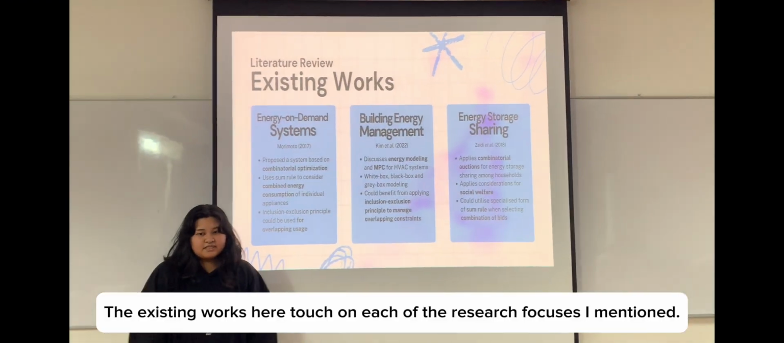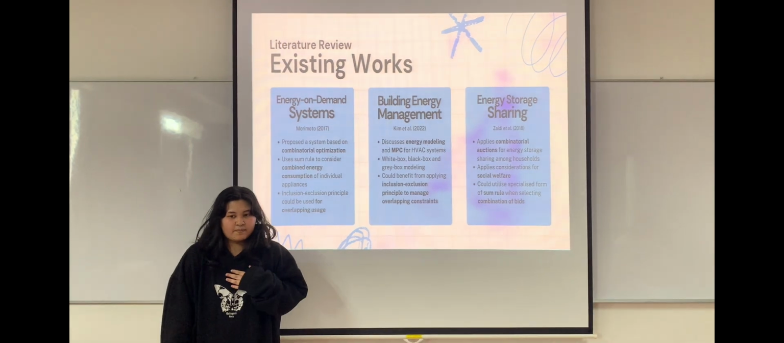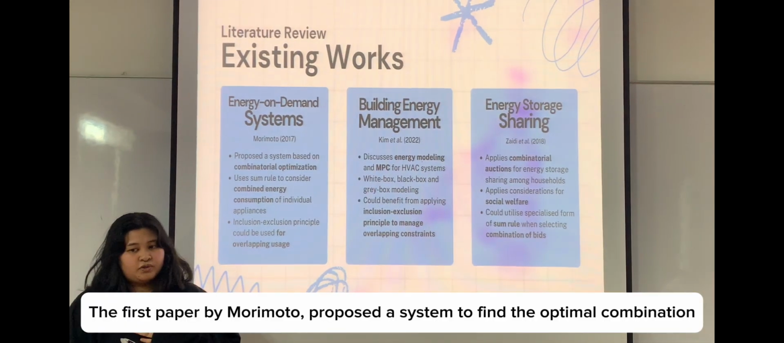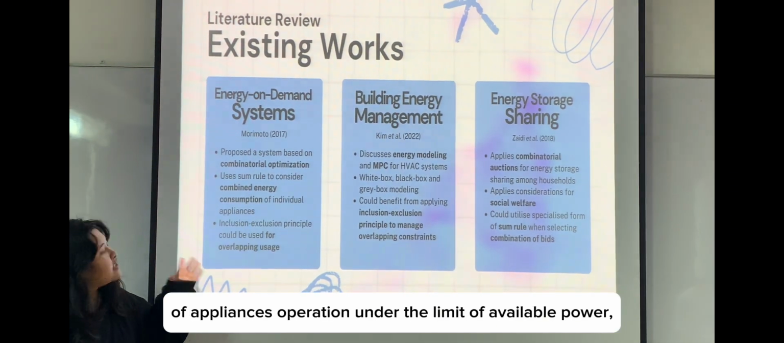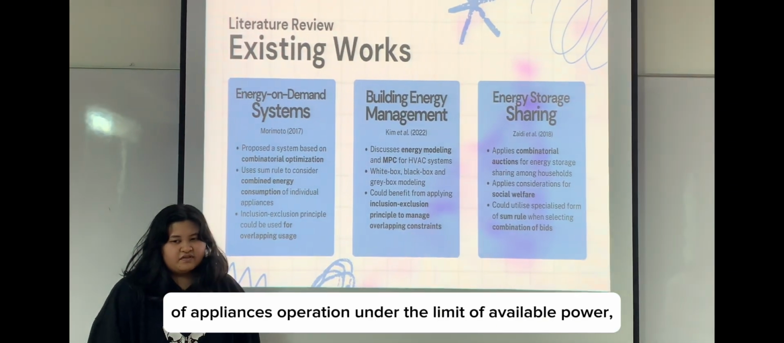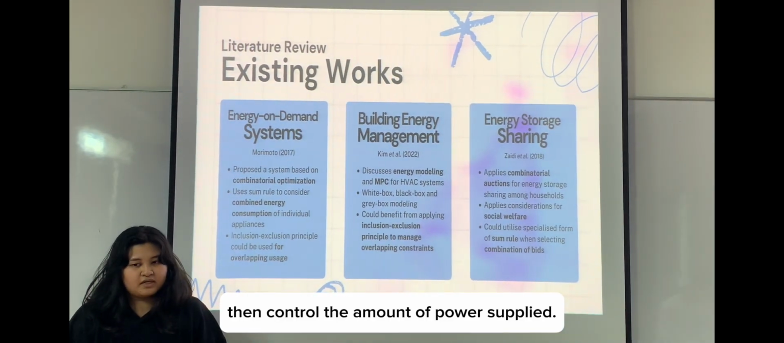These existing works here touch on each of the research focuses I mentioned just now. The first paper by Morimoto proposed a system to find the optimal combination of appliances under the limit of available power that controls the amount of power supply.